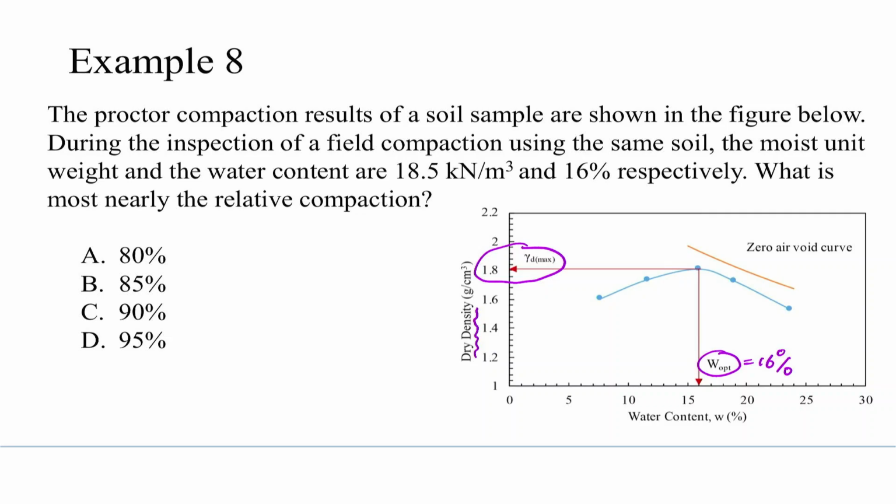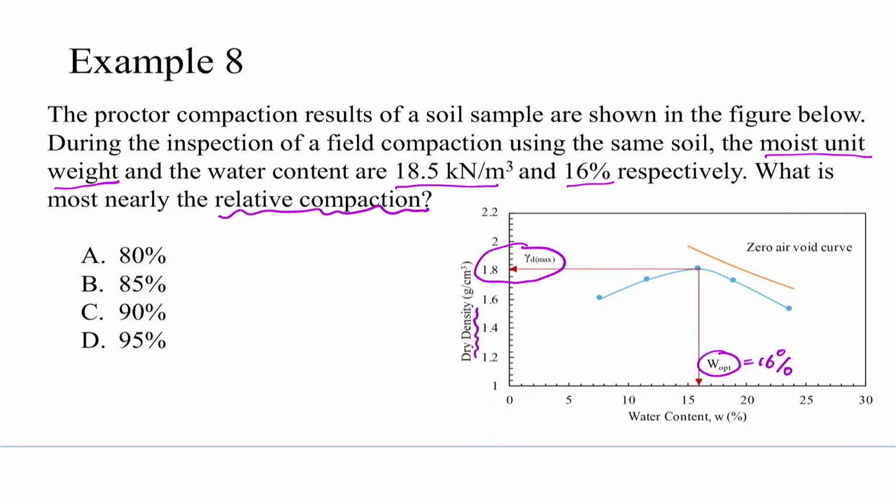And as you recall, the Proctor compaction would set basically a baseline to guide our compaction level in the field. And we also have some information from the field testing, typically performed using a nuclear gauge. From the field testing, we have the moist unit weight and also the in situ moisture content. Moisture content looks pretty good, and the question is asking for the relative compaction.